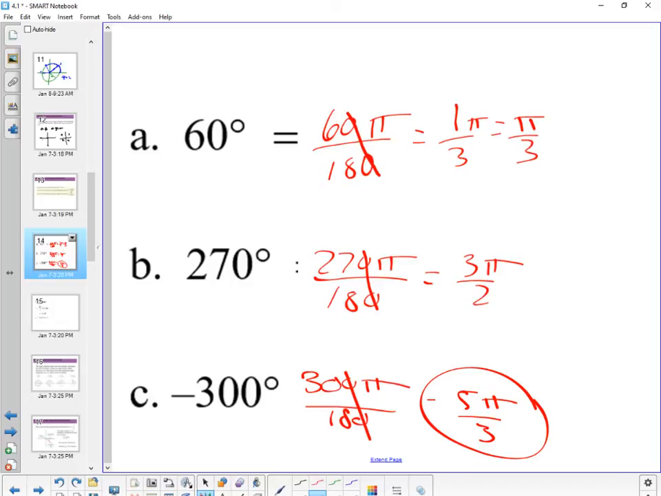Why is that one circled? Because I want to make sure the negative stays in there. I don't want people to think that it's an equal.